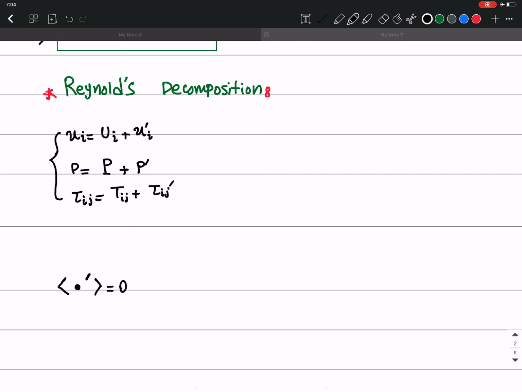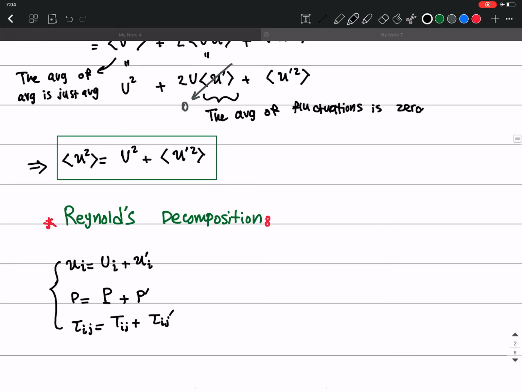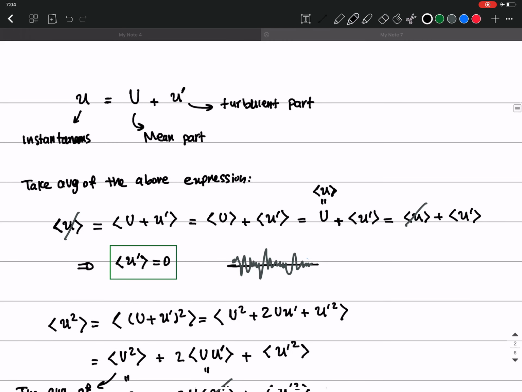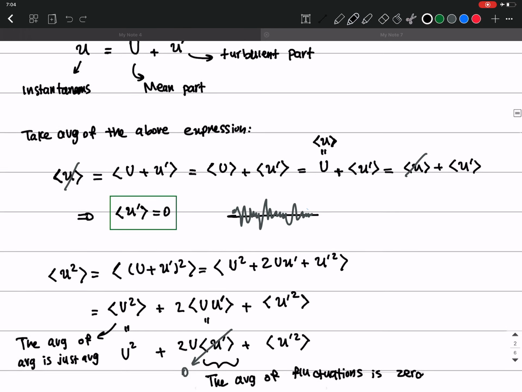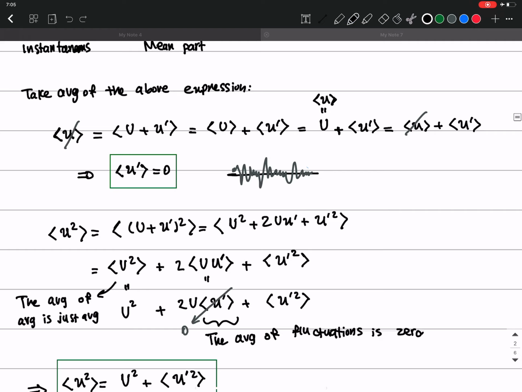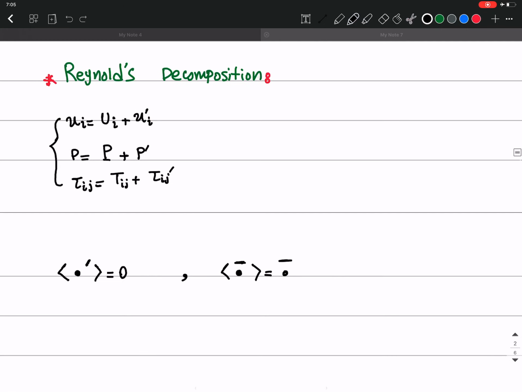The second rule that we have is that the average of any average variable is just the average variable. And we showed it here. We used it here. And here, the average of the average variable is just that average variable. Okay, so this is another rule that we have.